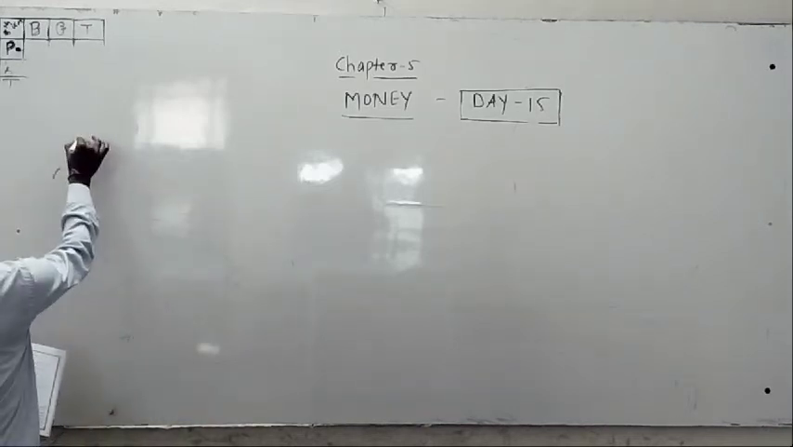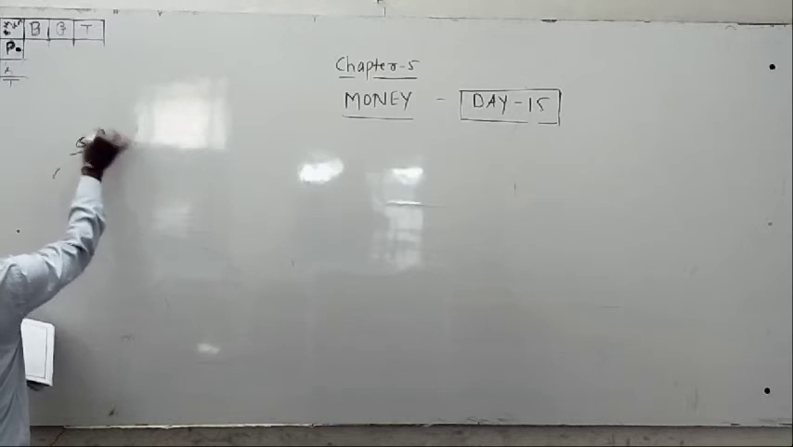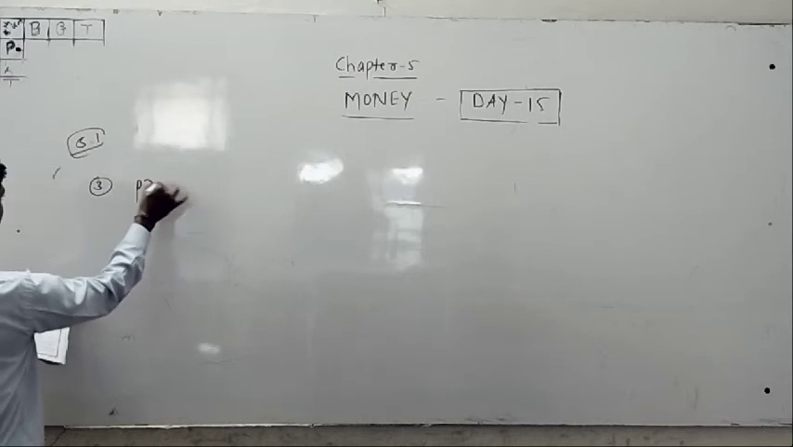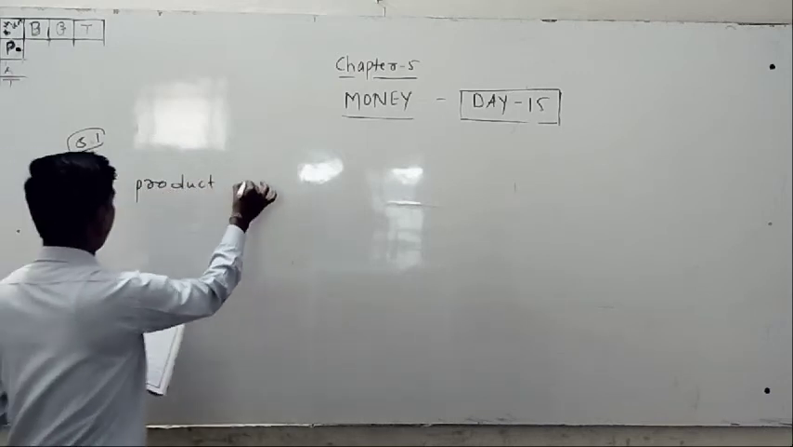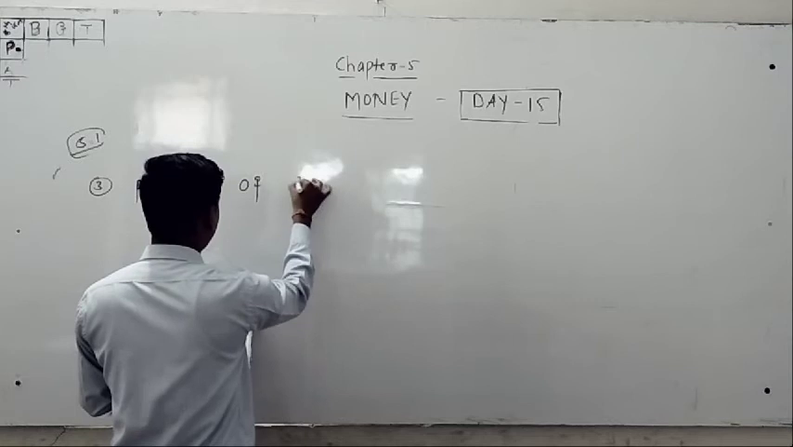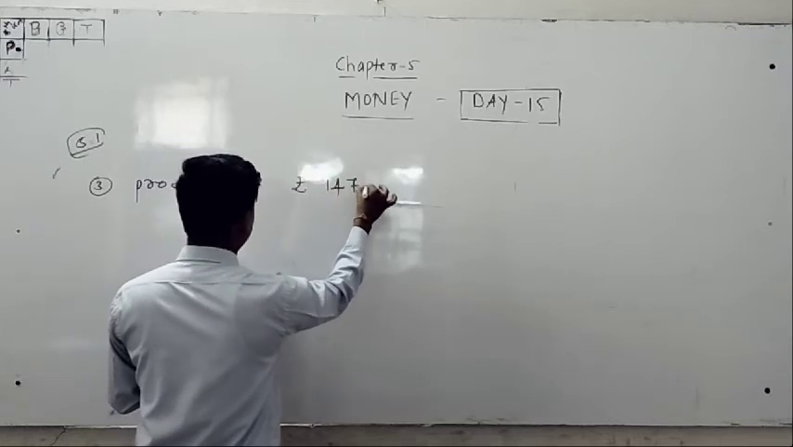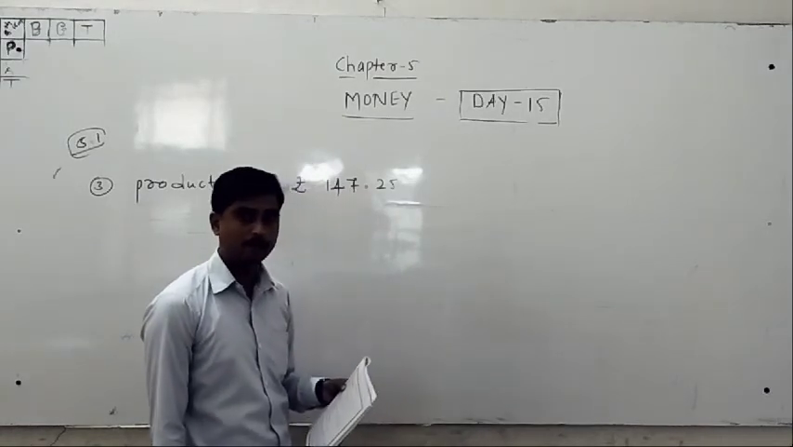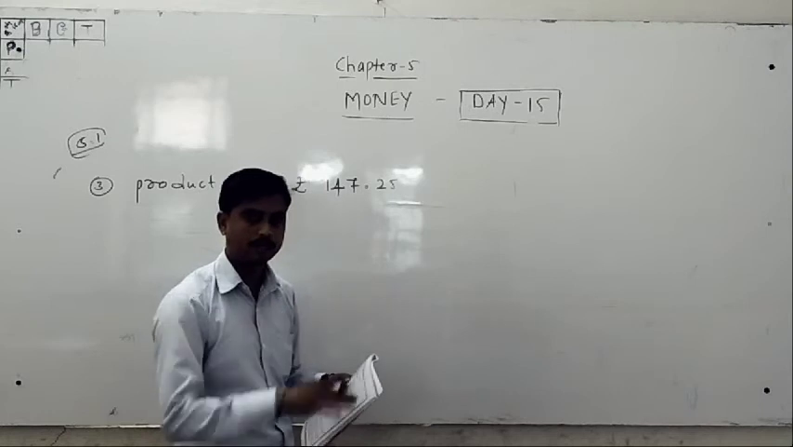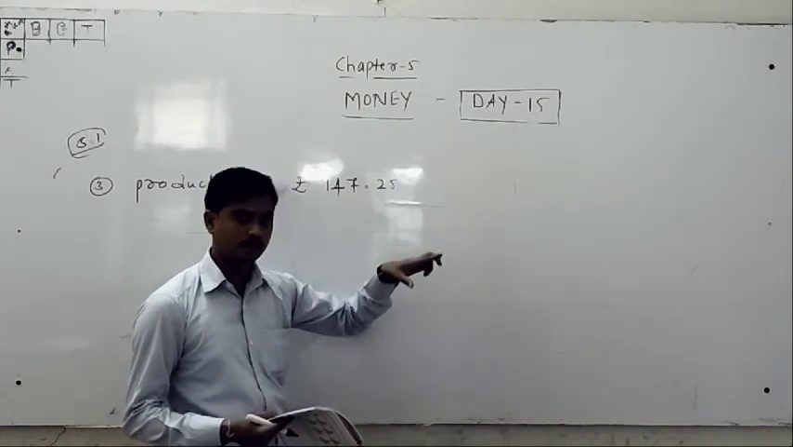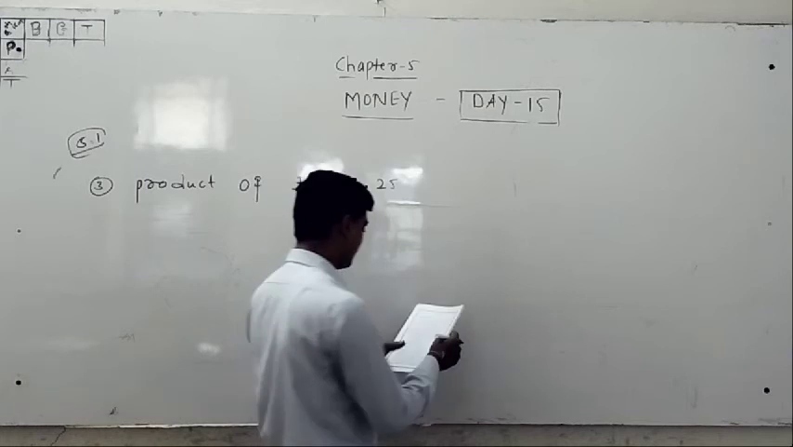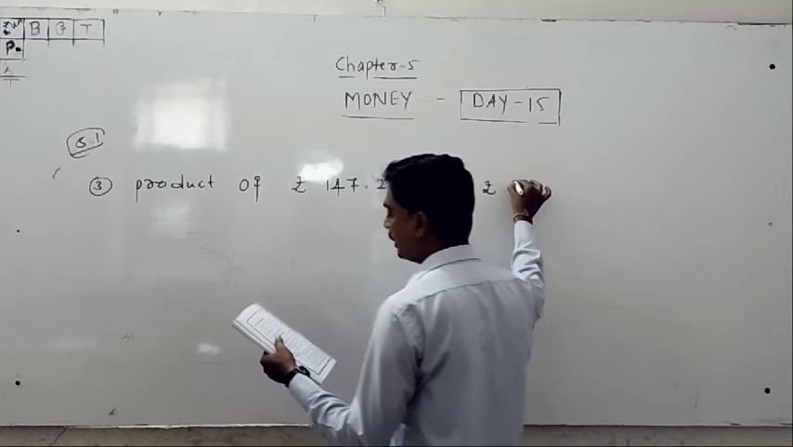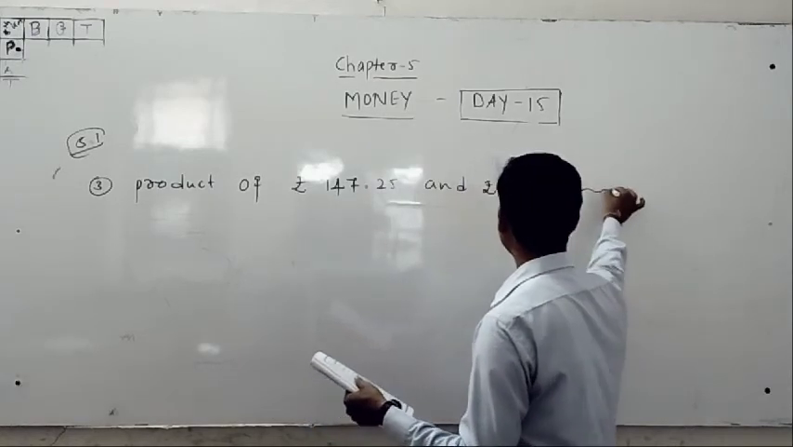Okay, dear students, exercise 5.1 is there, one problem is there. Third one, that one only I will solve. Product of rupees 147.25. Because I cannot explain multiplication and division, I have only already explained addition and subtraction. Okay, this one we are discussing in tomorrow's class, and this is your fill in the blanks question. That's why I am going to discuss.